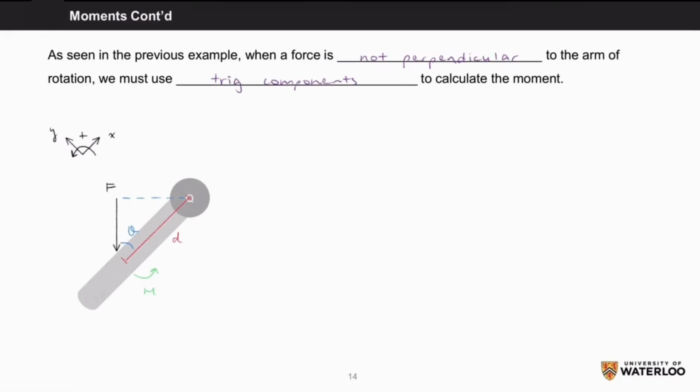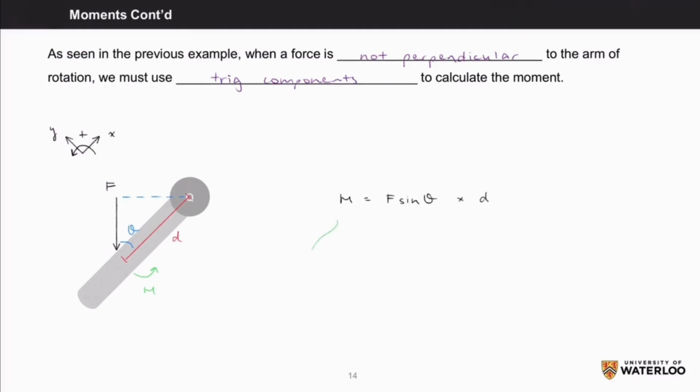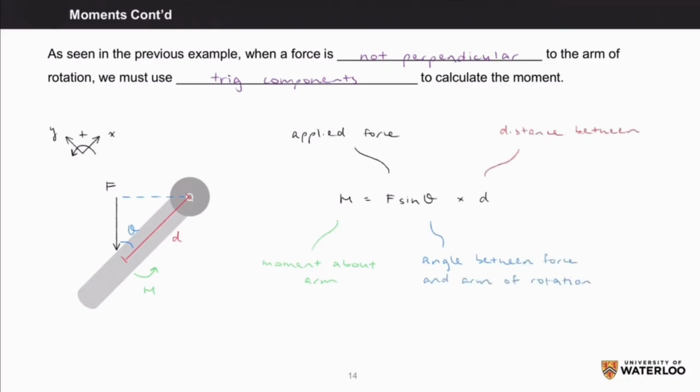The best way to calculate the moment of the force acting at an angle is using the equation M equals F times sine theta times d, where M is the moment about the arm, F is the applied force, theta is the angle between the force and the arm of rotation, and d is the perpendicular distance between the force and the point of rotation.